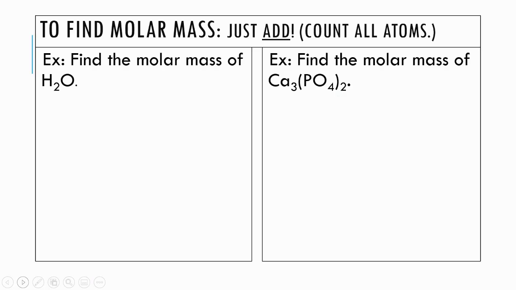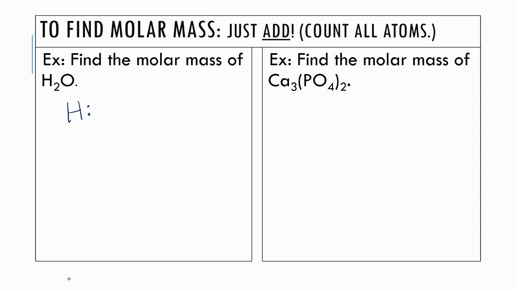To find the molar mass of a compound, we're going to use the masses of each element from the periodic table and just add everything up. Pretty simple. We're going to do two different examples here. The first is water, H2O. So I'm going to use my periodic table. At this point, you should have your periodic table out to be looking at this, or pull up a periodic table online. I'm not going to pull one up here. I'm going to assume that you have one so that you can verify my numbers.